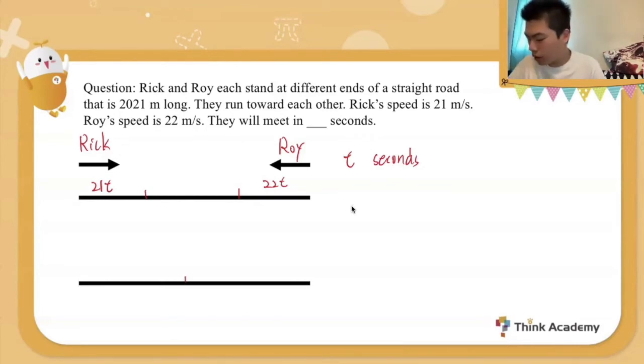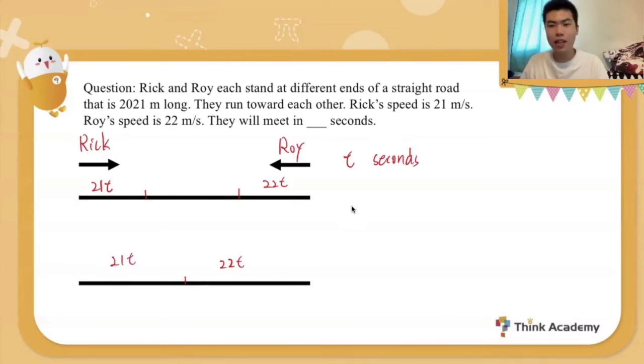Let's say they meet here. Now, can you tell me how much distance have they traveled? Roy has traveled 22t, and Rick has traveled 21t. But at this point, the sum of the distance they traveled equals the total length of the road.